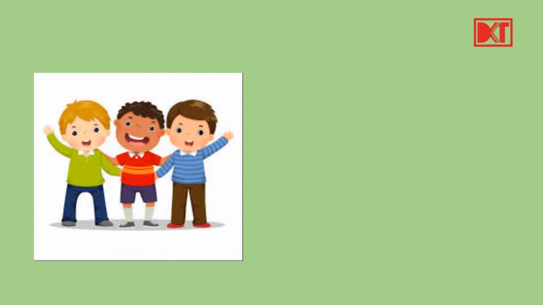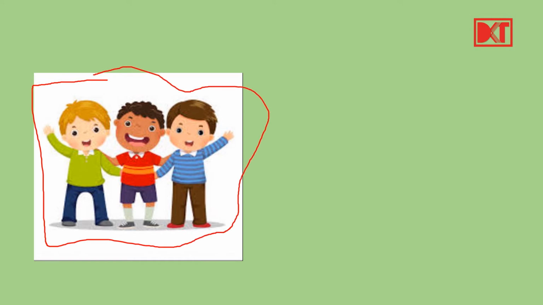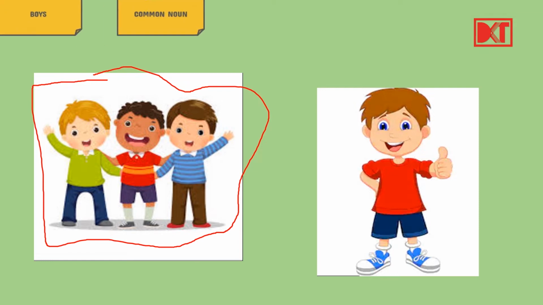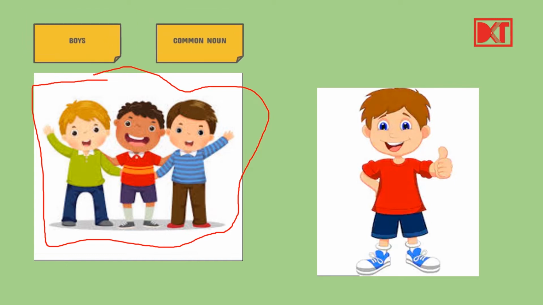So here we see this is a group of boys. And next, here we see there's a single boy. Now there's a group of boys and I want to ask you, who's your best friend? When you name somebody, for example, let's see. Now these boys would be a common noun.